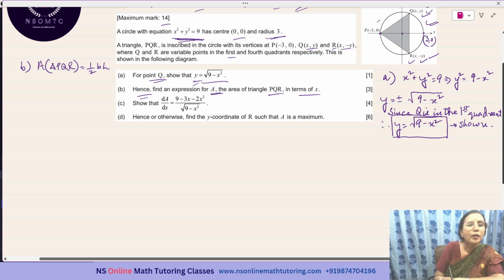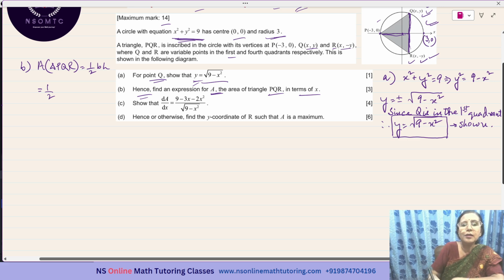So this is equal to, what is the base? The base is this one. You can take any side as the base. I am taking this to be the base and this to be the height, because these two are perpendicular to each other. So this can be taken as the height and this can be taken as the base. And we have to use the distance formula: the square root of (x2 minus x1) whole squared, and so on.